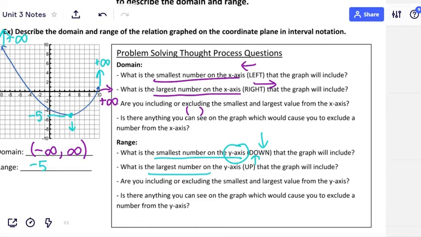So now I'm going to consider, am I including or excluding the smallest and largest value? Well, since this point right here does not have an open circle, it exists right there, I'm going to include -5. So since I'm including that value, I'm going to use a bracket. And then my largest value in my range keeps going forever upward. So I'm going to positive infinity, which I will have to exclude. Okay, now let's take a look at a couple more examples.